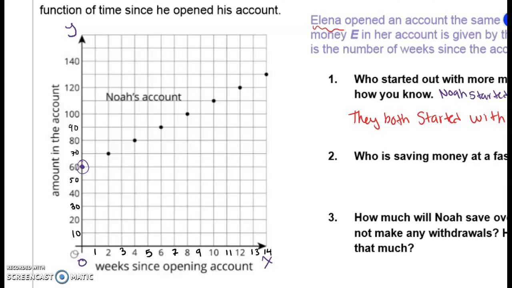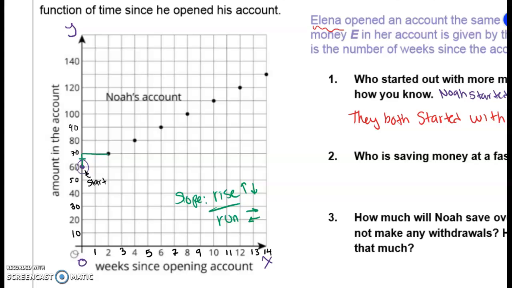Alright, so what I'm going to do, and the easiest way to figure out how much money Noah is changing by, I'm going to start right here. I'm going to start at his original $60. And what I'm going to do is find the slope. And remember, slope is rise over run. So I'm going to rise up or down and run left or right. So what I'm going to do is rise and then run to the next point.